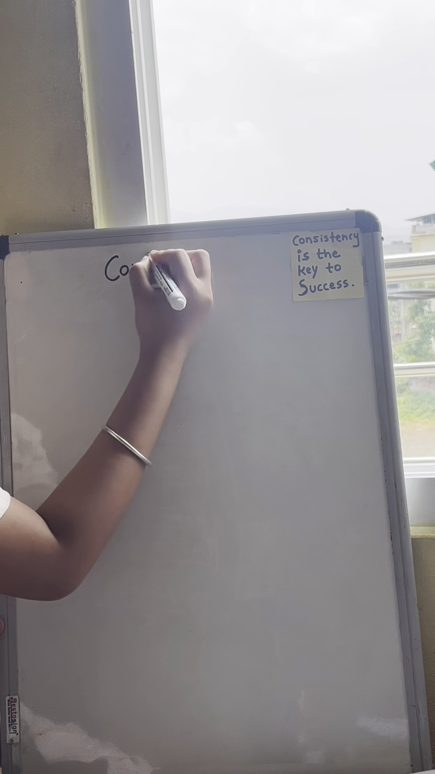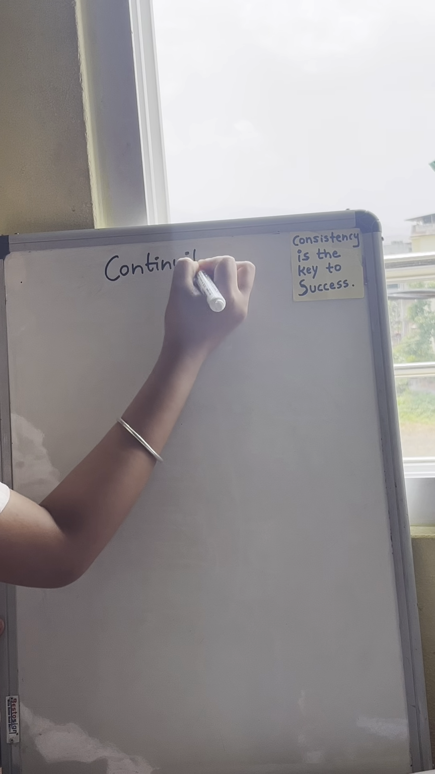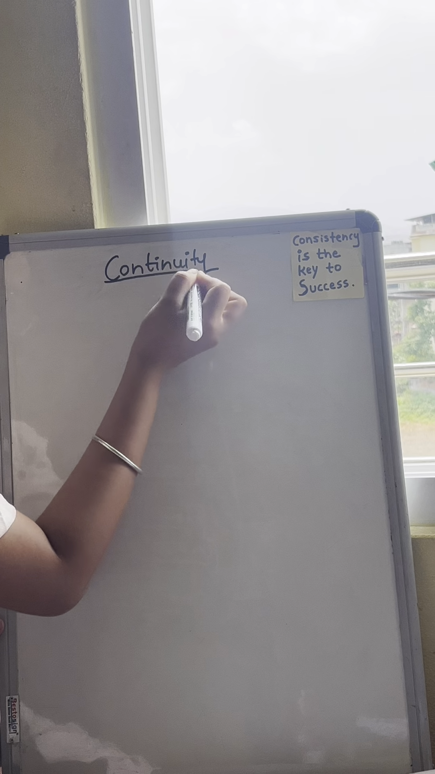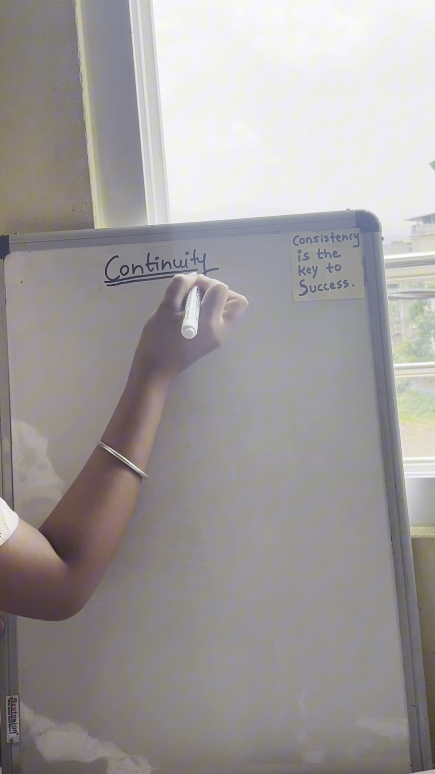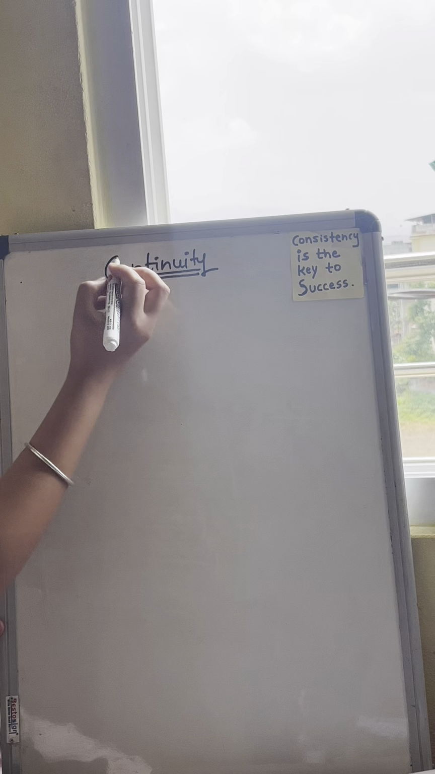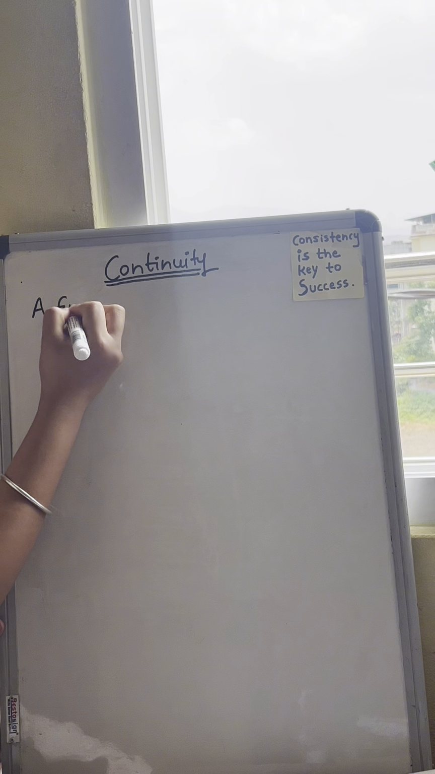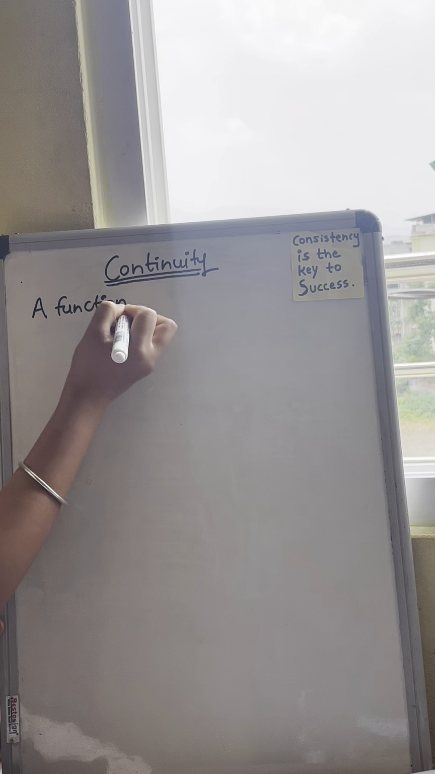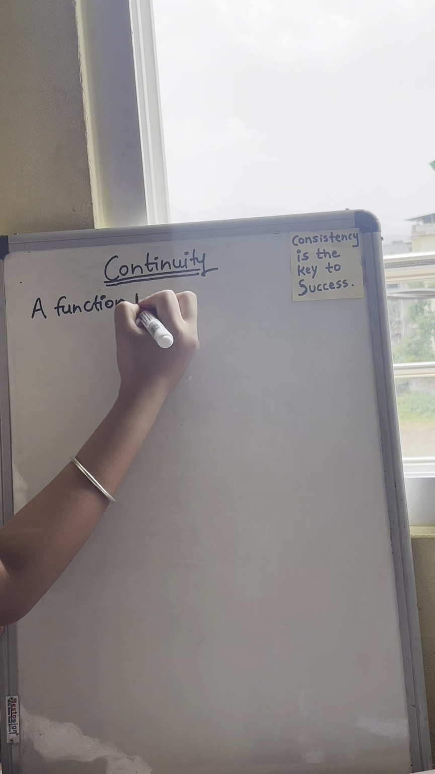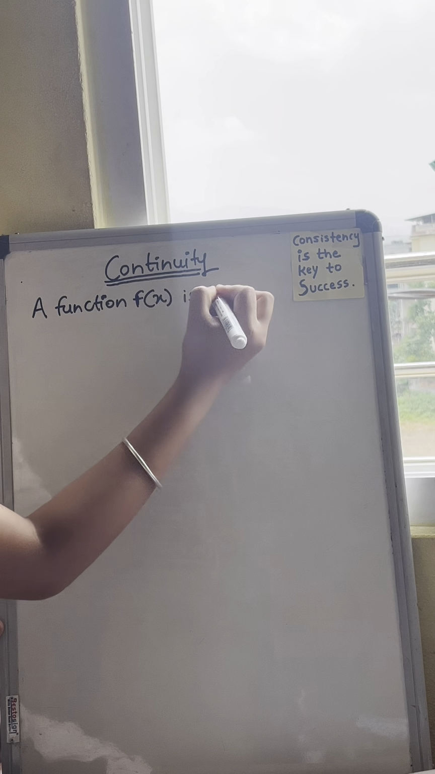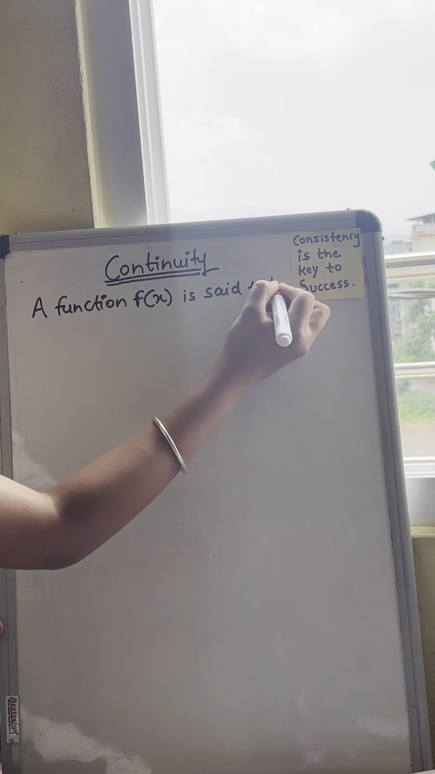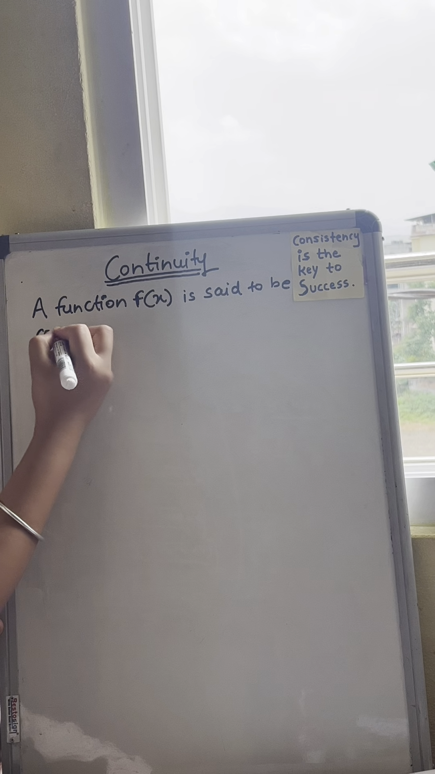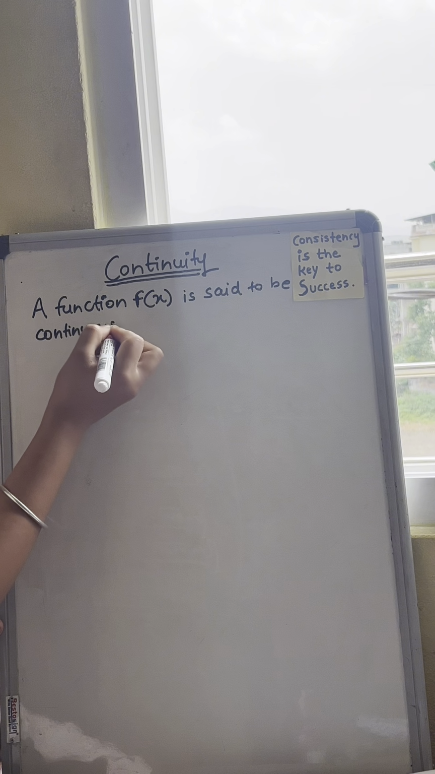The topic is continuity. We'll learn about continuity and how to find if a function is continuous or not. A function y = f(x) is said to be continuous at a point x = a if left hand limit = right hand limit = functional value.